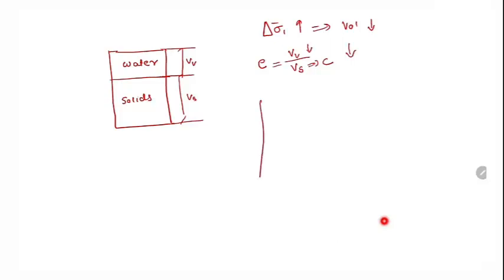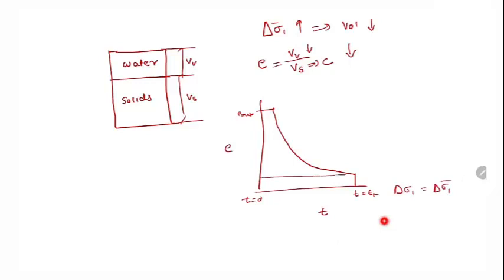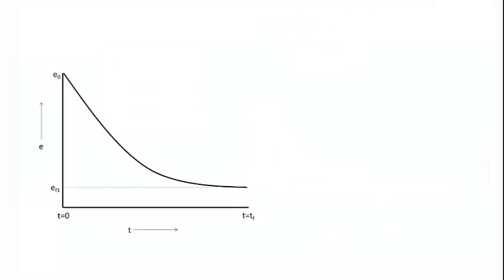If we draw a plot of e versus t, then at t equal to 0, the value of void ratio will be maximum. As time progresses, it will gradually decrease, and at time t equal to Tf, where the entire pressure is transferred as effective pressure, that is delta sigma 1 equal to delta sigma 1 bar, the void ratio will be minimum, that means e will be equal to e minimum. This is the time versus void ratio plot for a particular load, say delta sigma 1.